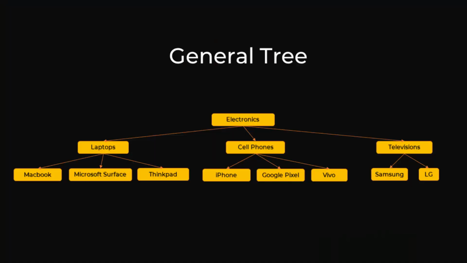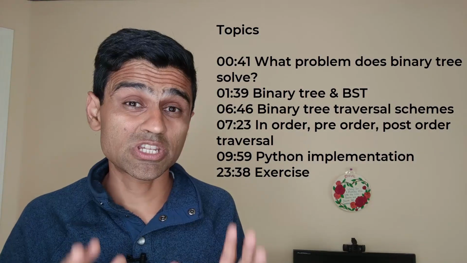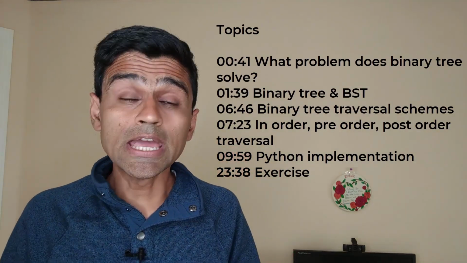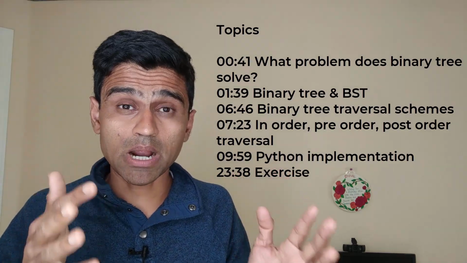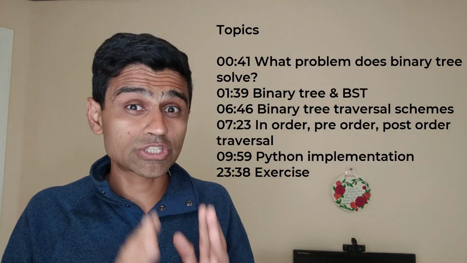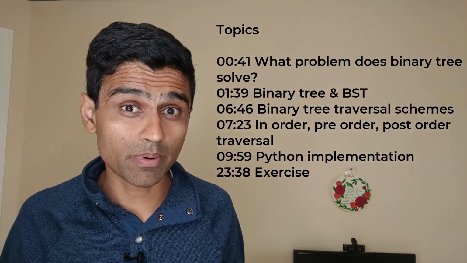We looked at general tree in the last tutorial, where we went over an electronics product category example and implemented code in Python for a general tree. In this tutorial we are going to talk about binary tree, especially binary search tree. This will be a two-part tutorial. In this one, which is part 1, we'll go over search and insert operations.